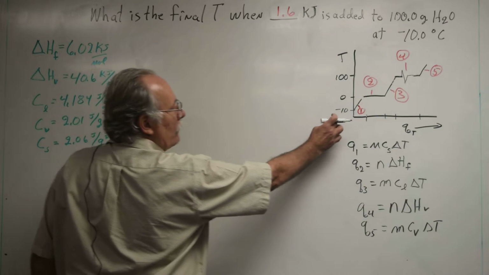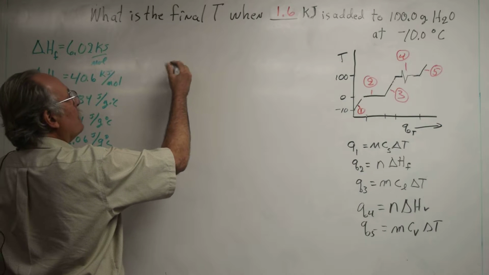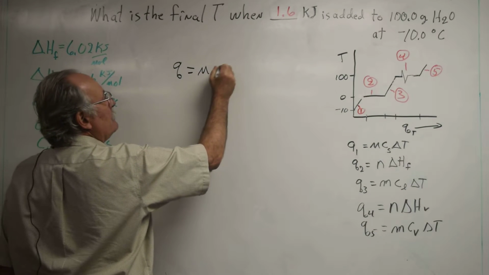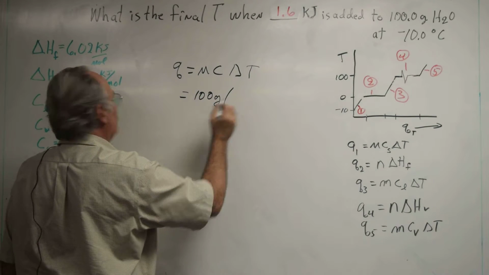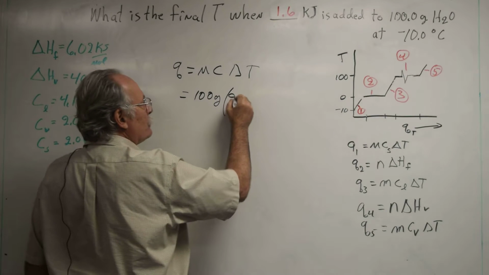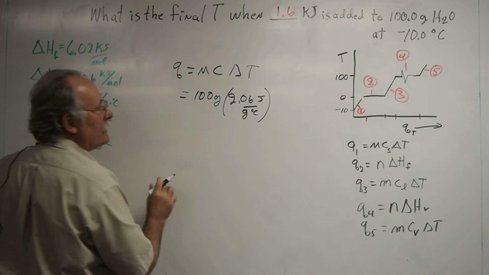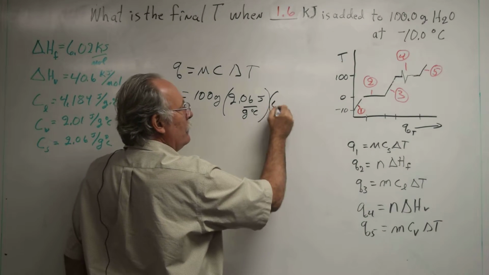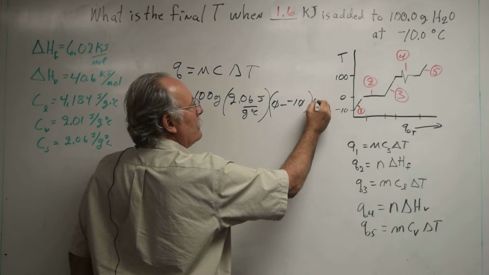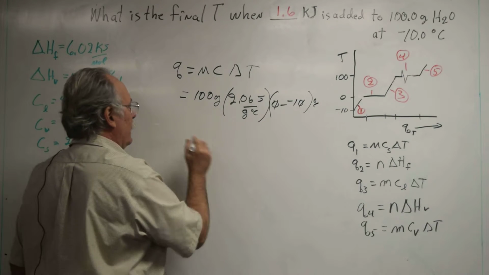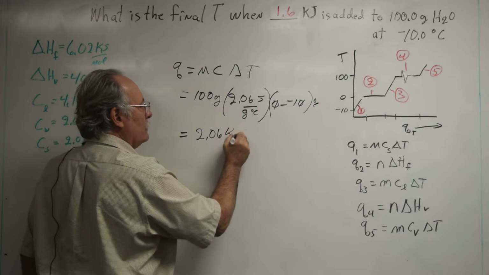So we ask ourselves, how much does it take to bring the supercooled ice to 0 degrees? So Q equals mc delta T. We have 100 grams of ice. Our specific heat capacity for the ice is 2.06 joules per gram degrees C. And the temperature change is always the final temperature, 0, minus the initial temperature, minus 10 degrees C, and this becomes a plus 10. And when I get out my calculator, I find that this is 2.06 kilojoules of energy.